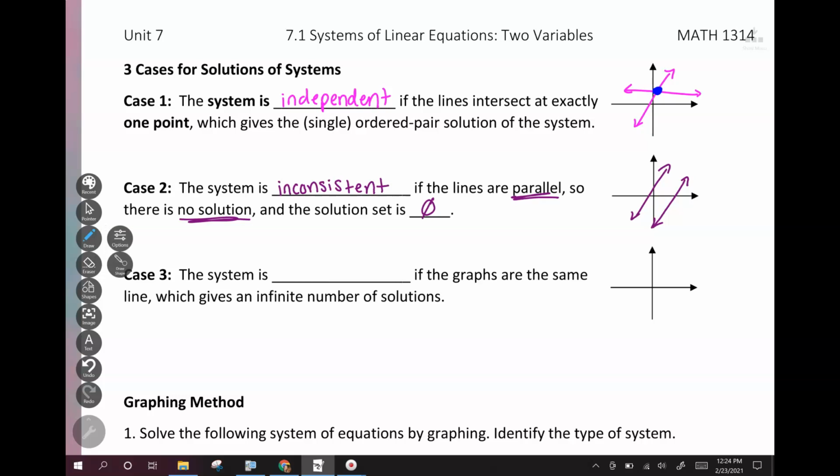And then case 3, the system is dependent. That is if the graphs are the same line, which gives an infinite number of solutions. If the solution is the point where the lines intersect, and in this example my lines are right on top of each other, I'm going to have infinitely many points where those lines intersect. They are intersecting at every single point. So you have infinitely many solutions, and that is called dependent.